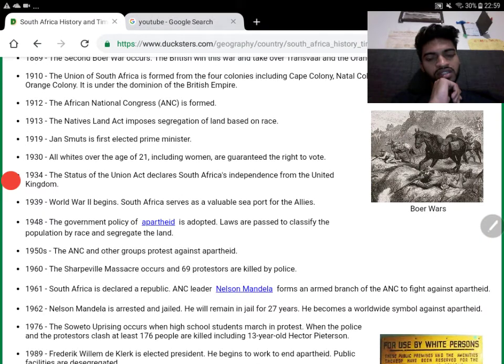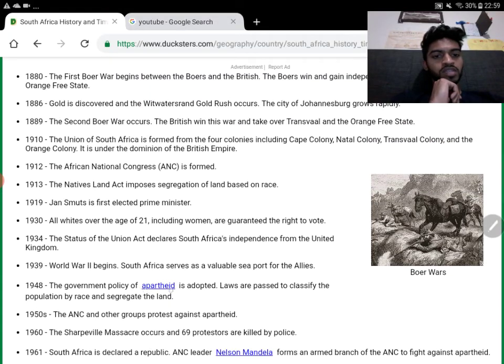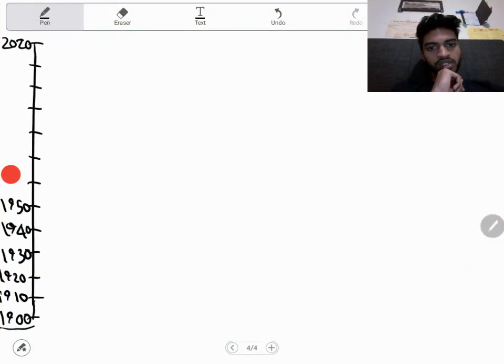and then go back to the website and let's pick an event. Let's do 1948, the government policy of apartheid. That's a key word, so make sure you spell it correctly. Apartheid is adopted. So I will put that 40 is here, 45 would be the middle, 48 is just above the middle, so I would put it somewhere here.